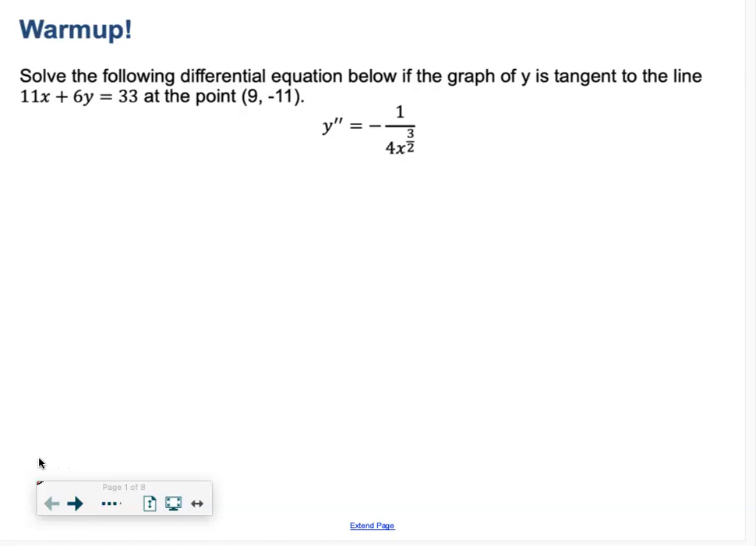All right. So we have y double prime equals -1 over 4x to the 3 halves. And the first thing I would do, which this group did beautifully, is I would rewrite the function so that I can anti-differentiate it. So rewrite it as -1/4 x to the -3 halves.